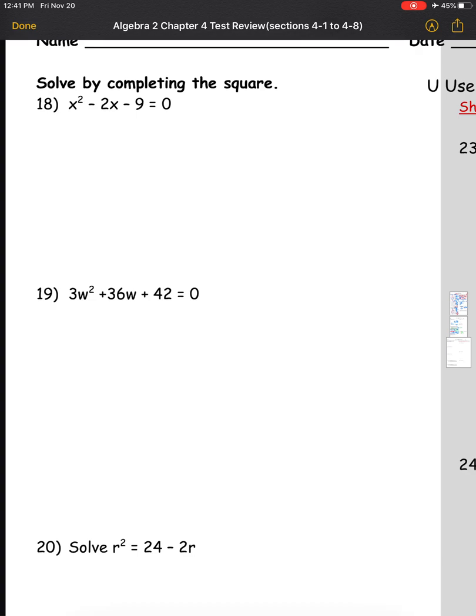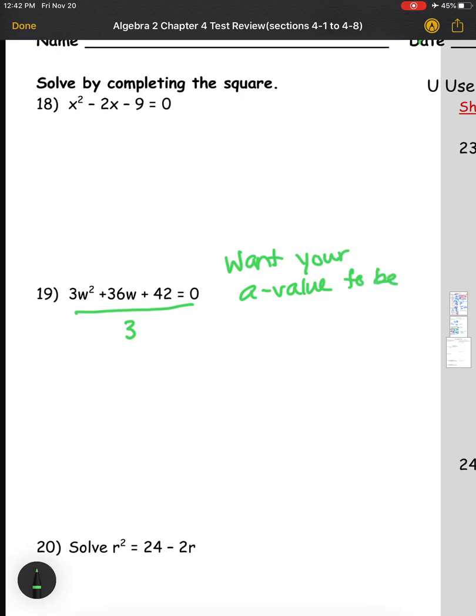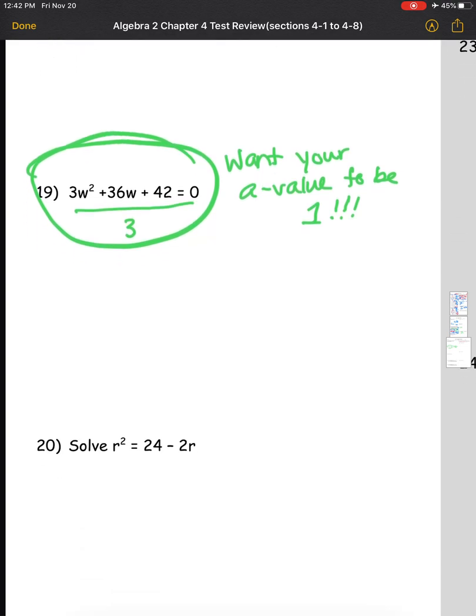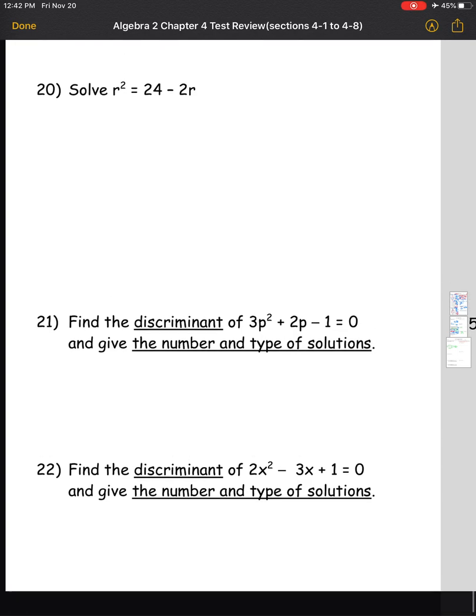18 and 19 are the same exact way, complete the square. But if you notice on number 19, you have coefficients 3, 36, and 42. All of those can be divided by 3. So remember, you want your a value to be 1 before you even start completing the square. So that's very important on number 19. Number 20, you're going to have to rewrite it a little bit so that it equals 0 before you actually start the process of completing the square.